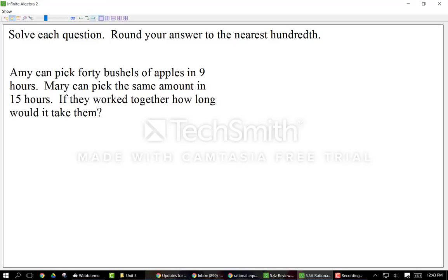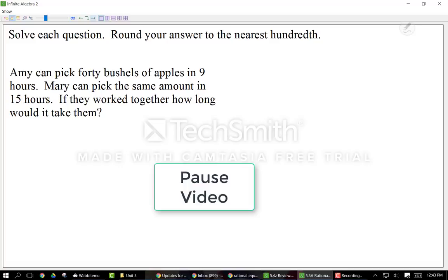All right, go ahead and work on this particular problem and then hit play to find out if you got it right.